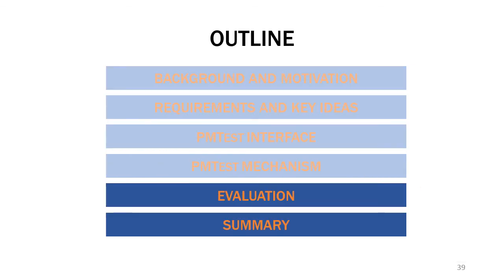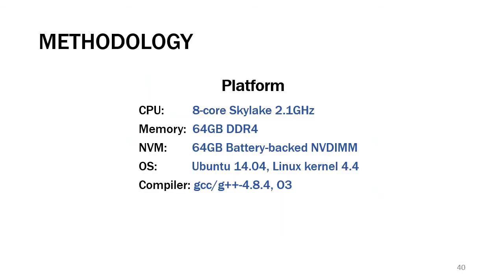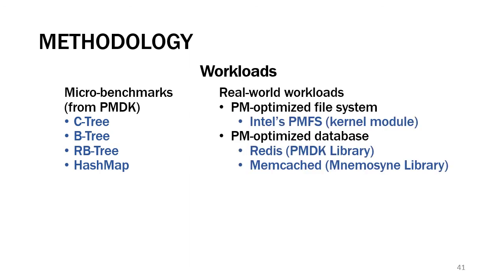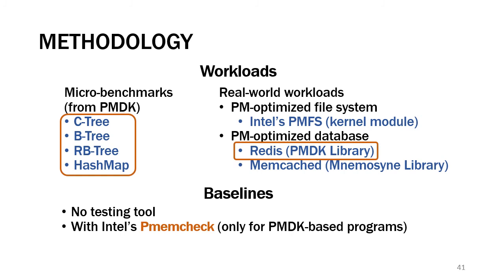And finally, I'm going to talk about the evaluation results. This is our evaluation platform. We have 2 types of workloads, some micro benchmarks from PMDK, and real-world workloads including Intel's PM-optimized file system PMFS and 2 PM-optimized databases, Redis and Memcached. And our baseline is a no testing tool ideal case, and the other is PMCheck, which checks the PMDK workloads, and Redis, both of which are based on PMDK.